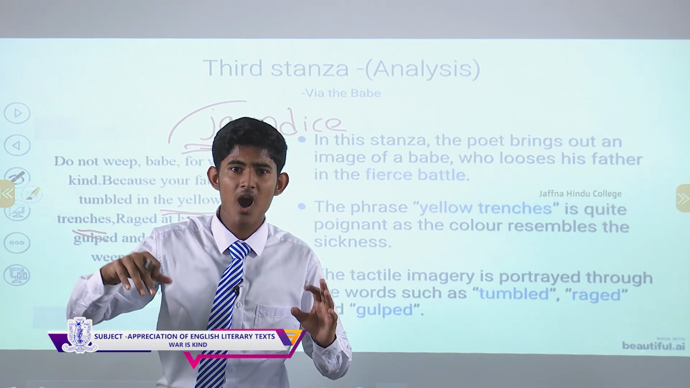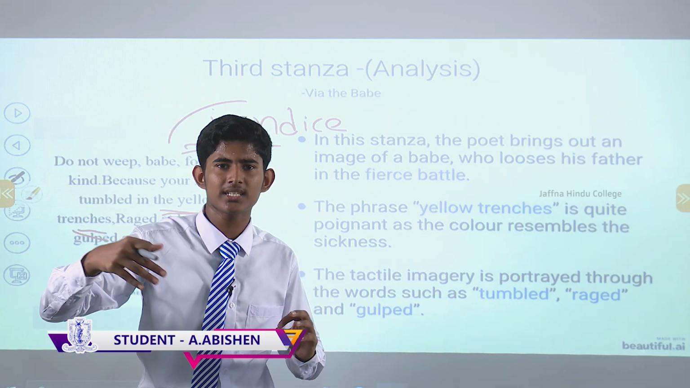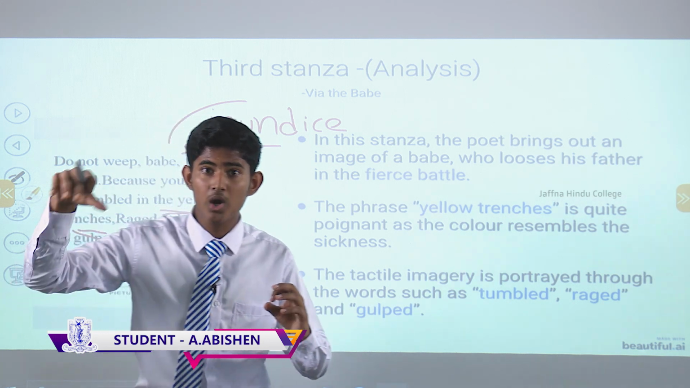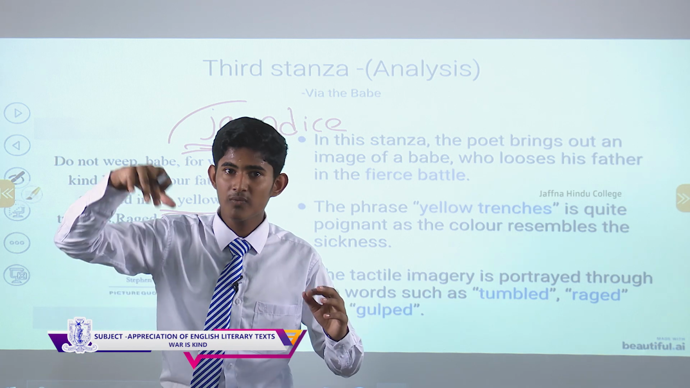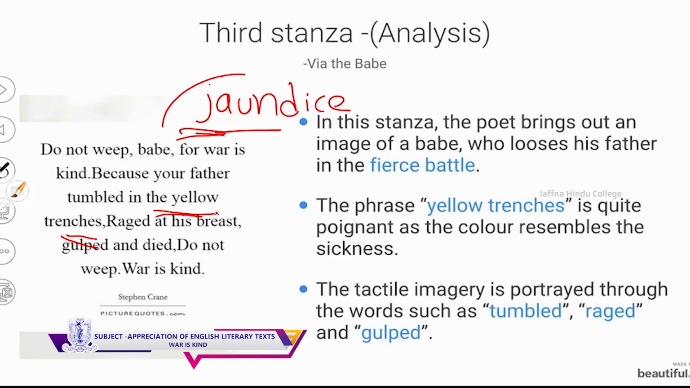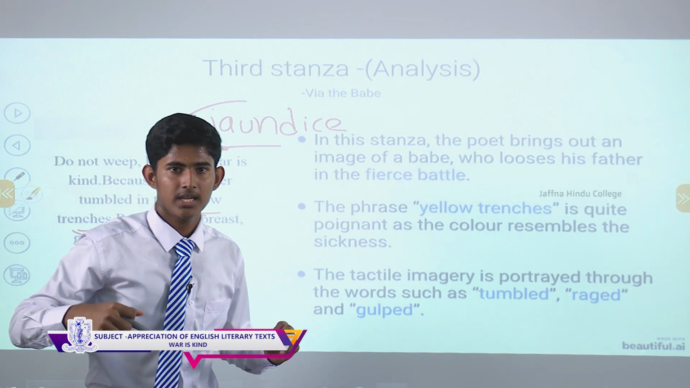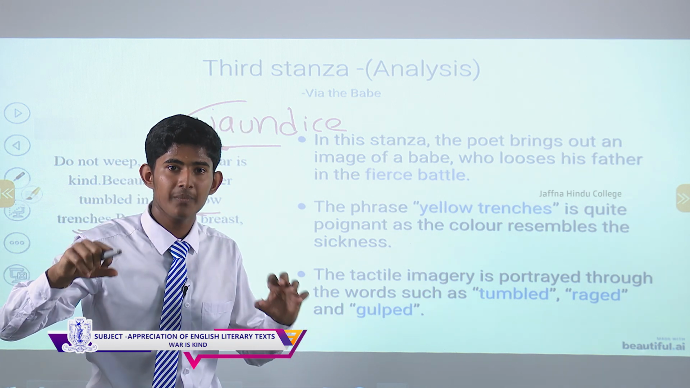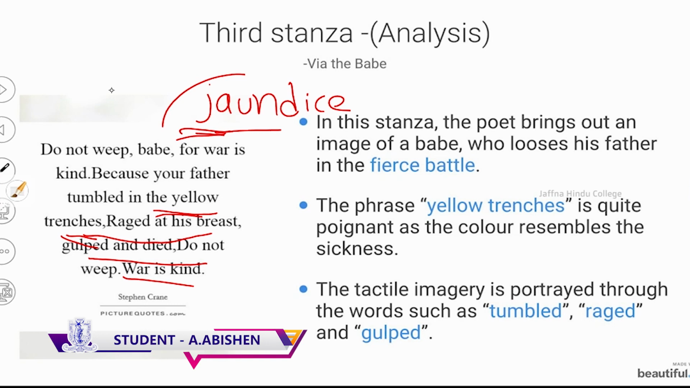Here we can see how the writers and the poets are not only portraying their theme, but also portraying the occurrence and the happenings of the world. That's the tactics of the poets and narrators. So we are moving to the main point. Raged at his breast, gulped and died. Do not weep, war is kind. So here, raged, gulped, died. Here the tactile imagery is used in order to show the gruesome death of the father.